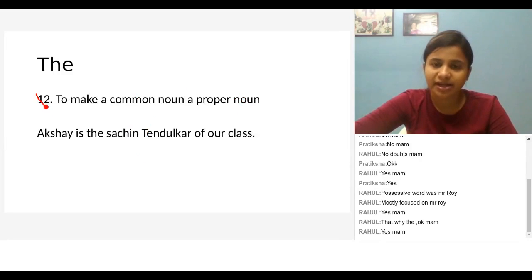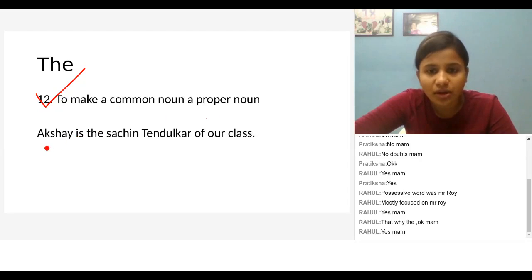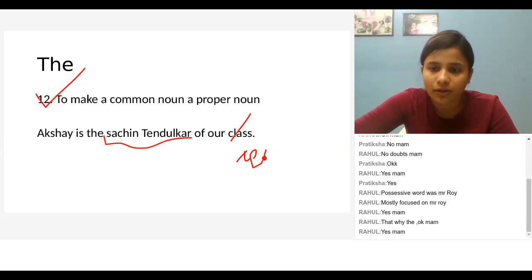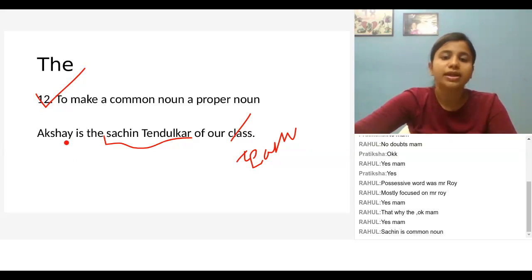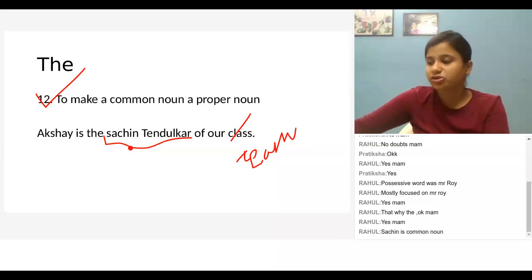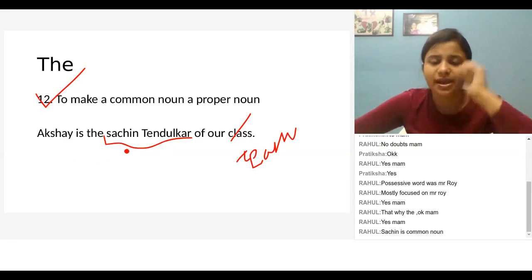Now, this example we had studied with nouns, I suppose. To make a common noun a proper noun means what? Akshay is the Sachin Tendulkar of our class. Sachin Tendulkar is a proper noun, but here you're comparing, of our team, you can say, if it is a cricket team. So when I say Akshay is the Sachin Tendulkar, it means Akshay has such qualities in sports or in cricket that his qualities are compared to the qualities that Sachin Tendulkar has. I am not comparing it with the person himself. You remember we had done a lot of examples on this.